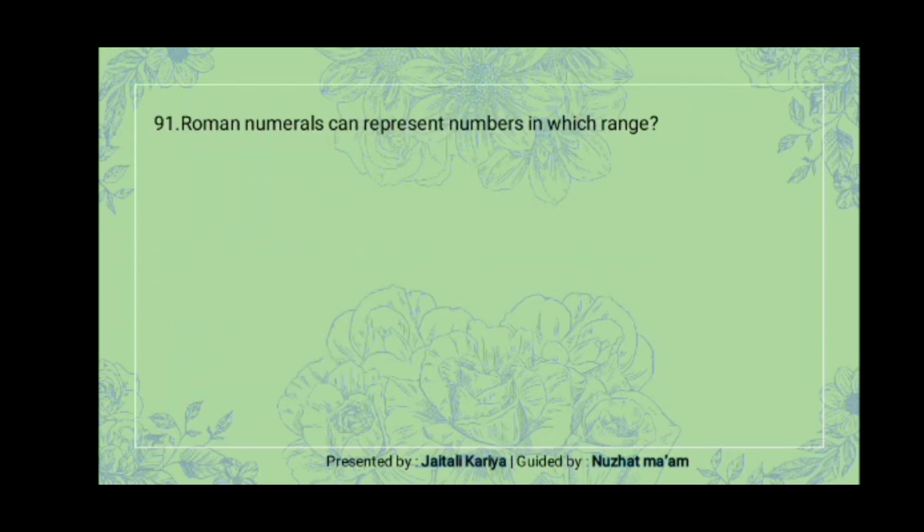91. Roman numerals can represent numbers in which range? A. 0 to 999, B. 0 to 3999, C. 0 to 1000 and D. 0 to 10, and the correct answer is B, that is 0 to 3999.